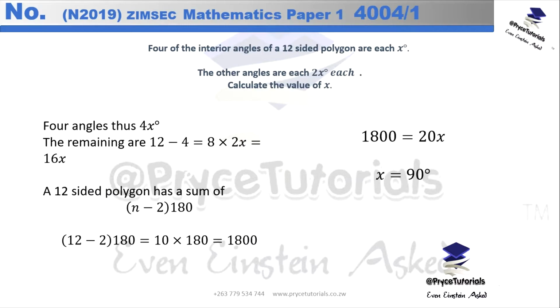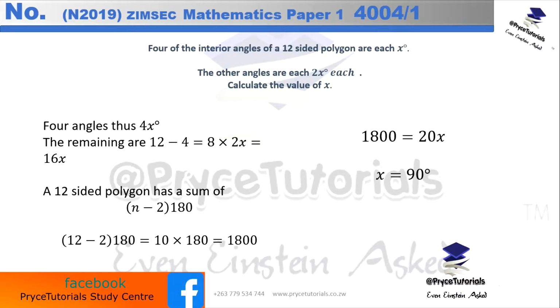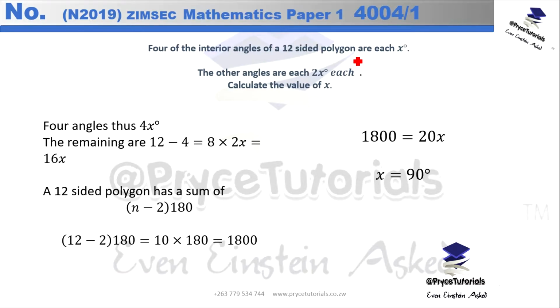Okay, let's look at November 2019 ZIMSEC Mathematics Paper 1. So the first question I have here is: 4 of the interior angles of a 12-sided polygon are each x degrees. So you have a 12-sided polygon, and 4 of the angles of that 12-sided polygon, each of them is x degrees.